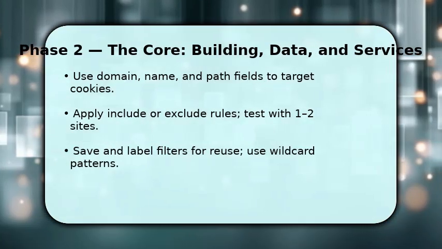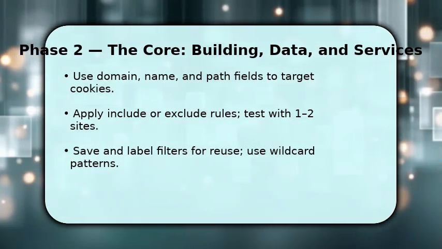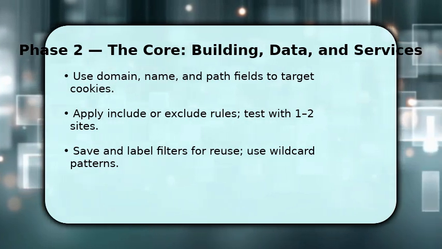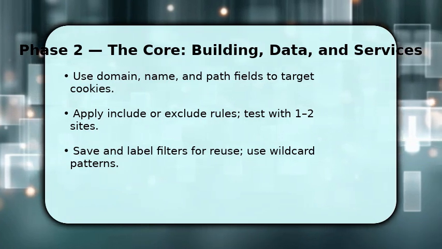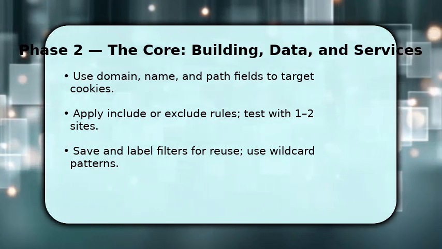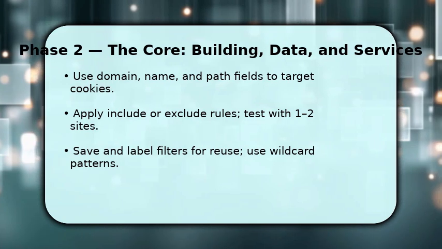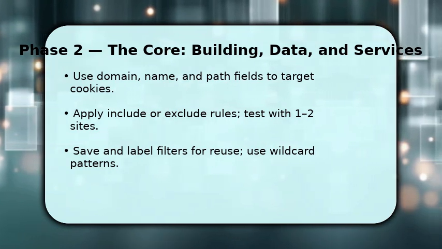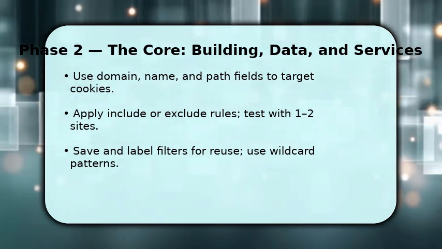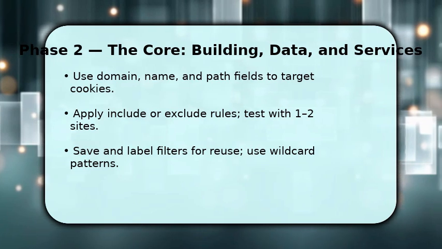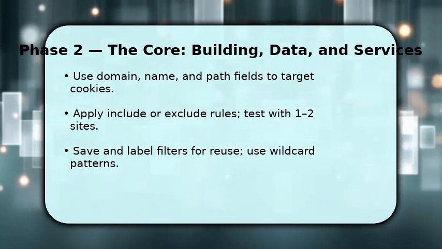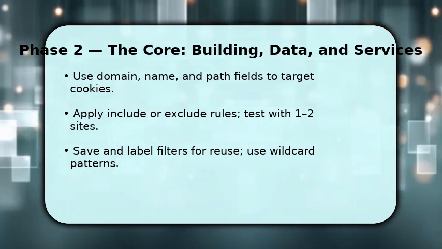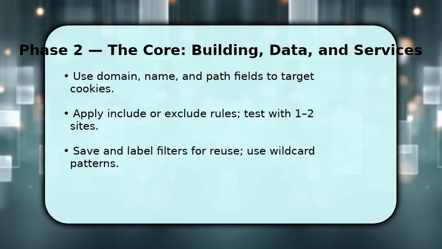Now you'll build filters. Click Add Filter and enter the site's domain, cookie name, or path. This is how you target specific cookies. Choose Include versus Exclude to decide whether the rule keeps or removes matching cookies. Once you create one, test it on 1 or 2 sites to confirm behavior, reload pages, and inspect cookies in the panel. If needed, refine patterns with wildcards to capture groups. Save and label each filter so you can reuse or tweak it quickly later.